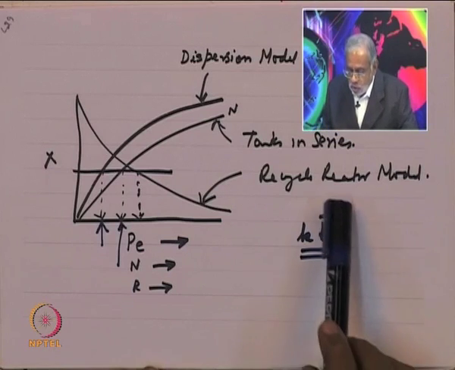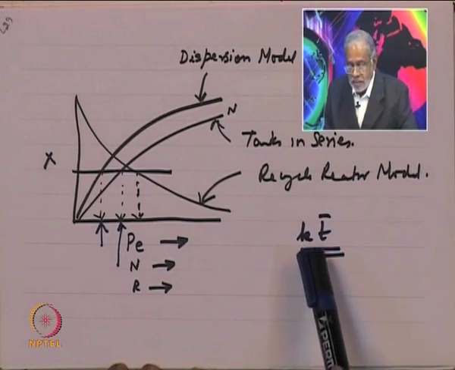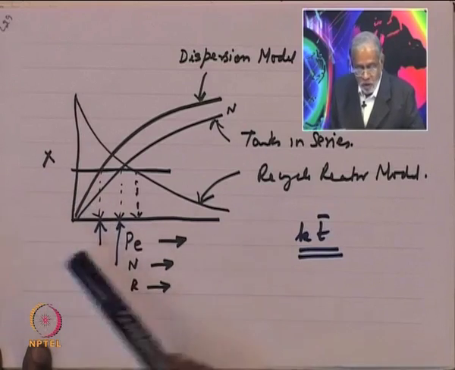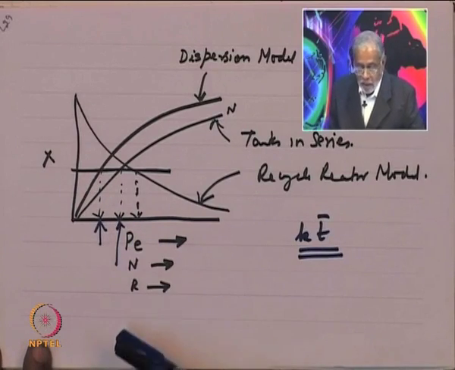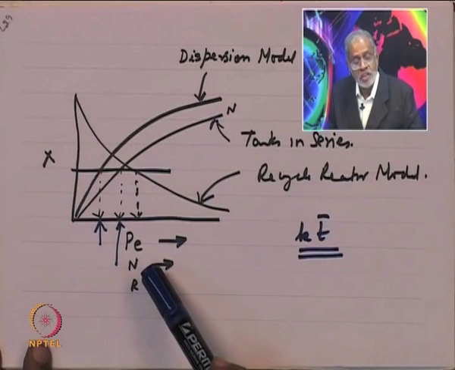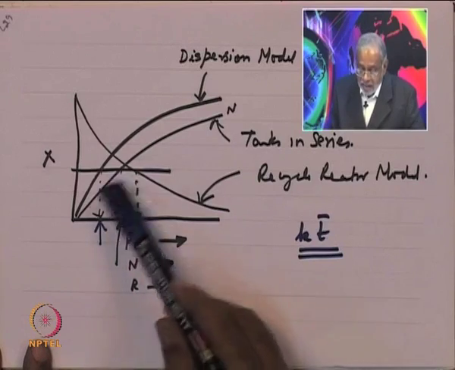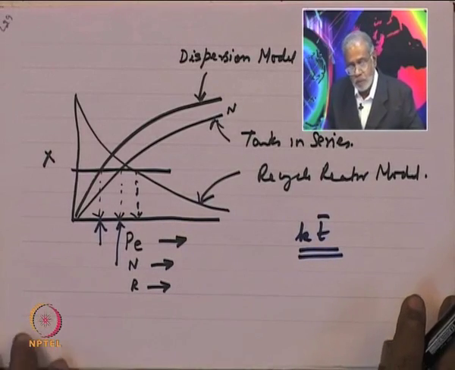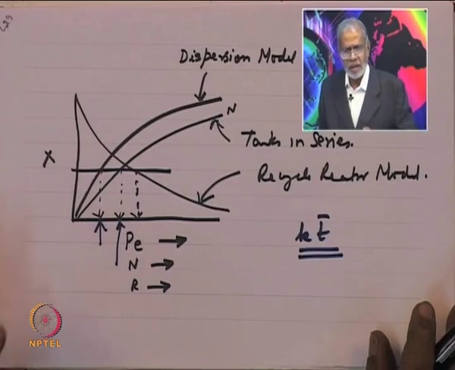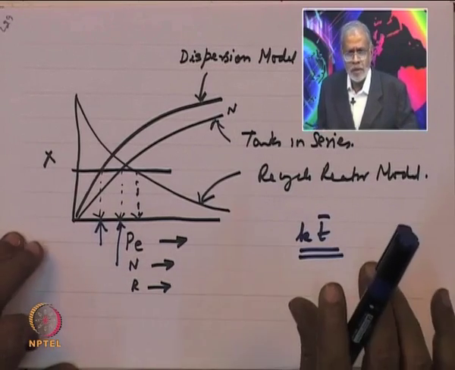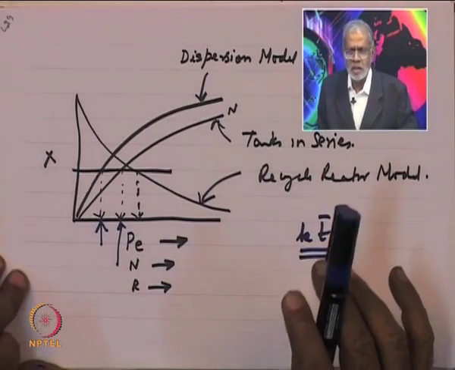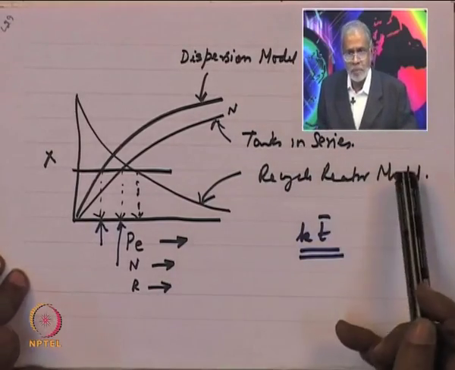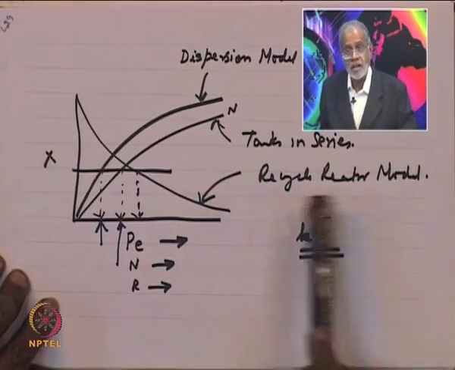Or in other words, if this number, the residence time multiplied by the rate constant, is given, then you can tell what will be the conversion, or you will be able to tell what is the Peclet number corresponding to a given extent of reaction, or what is the number of tanks required to describe it under the tanks in series model, or the recycle ratio that is required to describe it under the recycle reactor model. What is important to recognize here is that a real equipment can be described by many models, and then we can choose the model that we think is most appropriate for our description. And three models have been described here: the dispersion model, the tanks in series model, and the recycled reactor model.